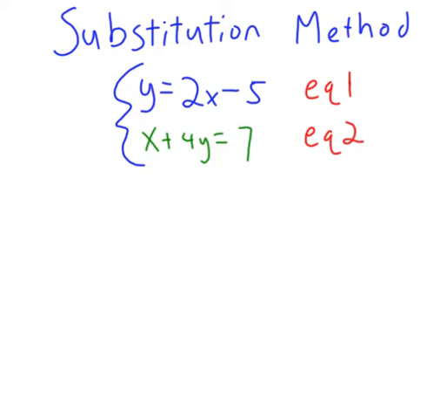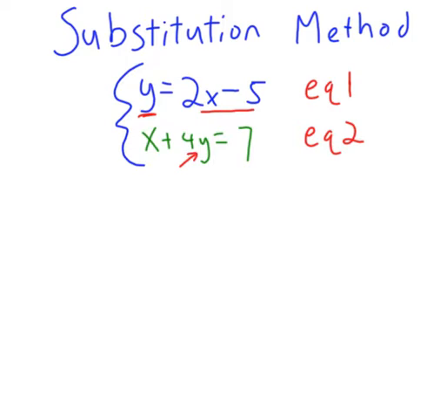Substitution involves just what you think it would, substituting in one variable for another. Let's take this first system of equations. We have y equals 2x minus 5 and x plus 4y equals 7. Notice that this first equation is already solved for y. What that means is y equals 2x minus 5. We know what y is. So we can substitute it in right here in the second equation.